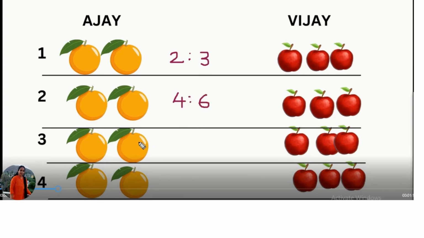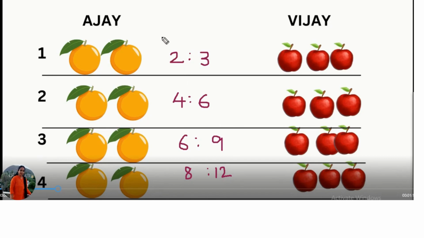Again on day 3, Ajay gets 2 oranges, Vijay gets 3 apples, so the ratio will be 6 is to 9. On day 4, again 2 more oranges are given to Ajay and 3 more apples are given to Vijay, so the ratio will be 8 is to 12. For oranges, the ratio is in multiples of 2. For apples, it is a multiple of 3.